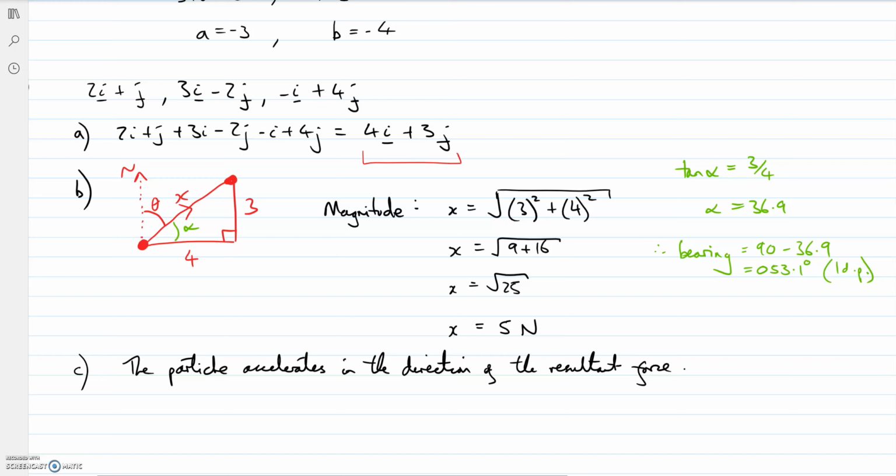So you could be a bit more specific here and say the resultant force of 5 newtons, on a bearing of 053.1, causes the particle to accelerate in that direction. We've kind of got all that information there. And that's the next one, that's question 4. We'll stop this video here, and then I'll start a new one for question 5 onwards.